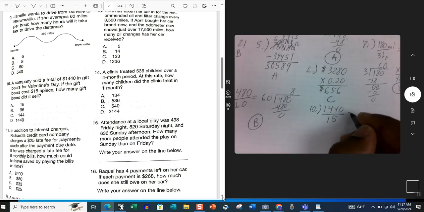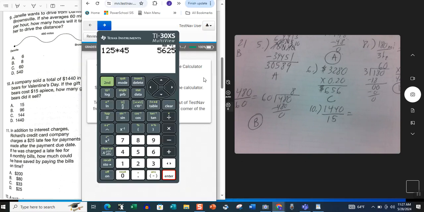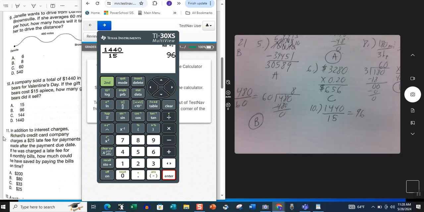So we could put this in our calculator as a division problem, because remember, fractions are just division. So we would do this. We'll hit the N over D key, type in 1440, the down arrow, and then type in 15 and press enter. So that's 96. So that would be 96 bears sold, so that would be B.